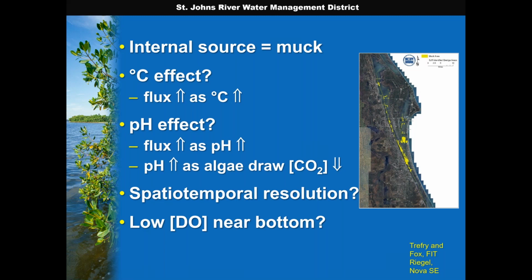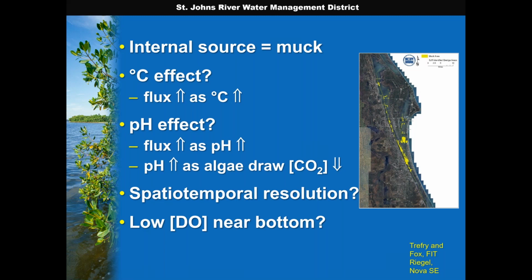There's also a pH effect. So the flux goes up as the pH increases, and the pH increases as the phytoplankton draw the CO2 down. So a couple of different things might be driving the flux from the muck. Unfortunately, we don't have really great spatial temporal resolution on flux from muck. It's not a simple thing to track.